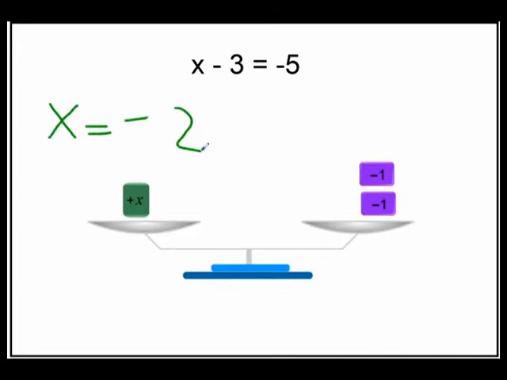And again, I can check my answer here. If I put that negative 2 in place of the x, negative 2 minus 3 equals negative 5.